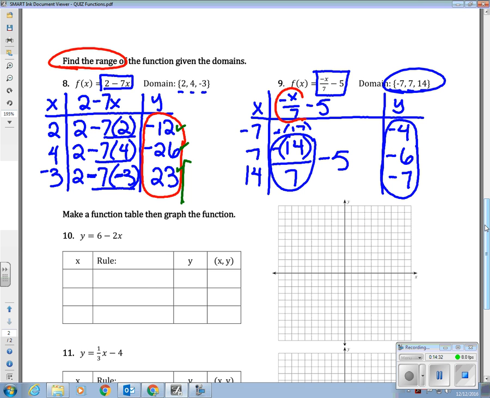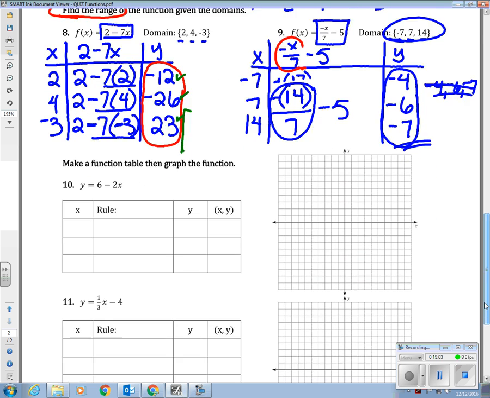I am not done, though. I need to write my answer as R equals, and then my braces. I've got to have the braces. -4, -6, -7. Remember, that brace is telling me the set of numbers, and if I don't have that, I'm not telling the proper notation. I cannot just leave it right here in the table. I can't leave it like that, and I also cannot just write this. This is not acceptable. That's not enough. That doesn't work. So make sure you're doing everything you need to do to show your proper notation.